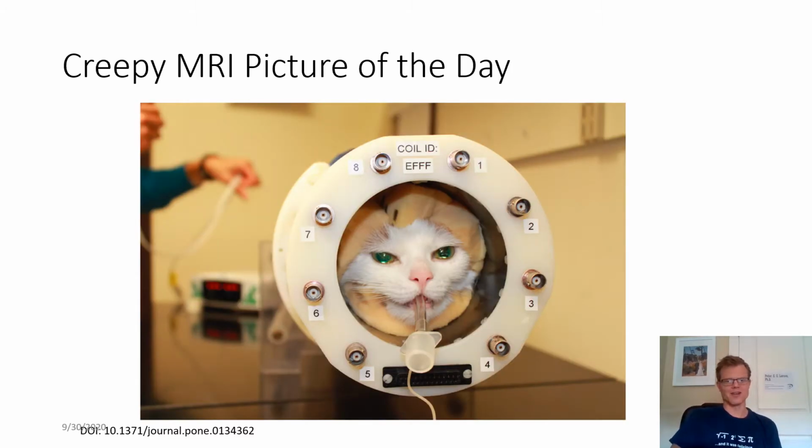Starting off today, an arguably very creepy MRI picture of the day: a sedated cat in an MRI system, looking pretty anesthetized. We can see here the different inputs to the RF coil, numbered 1, 2, 3, 4, 5, 6, 7, 8. So presumably an 8-channel RF coil that they're using for this study.